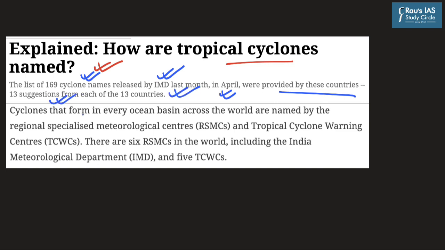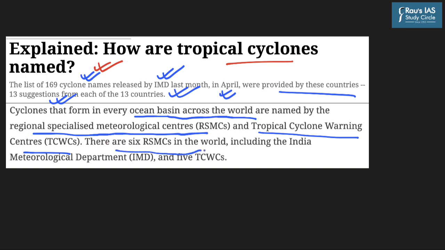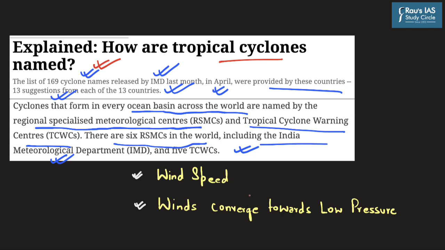Now, in this regard, this news mentions that cyclones that form in every ocean basin across the world are named by the Regional Specialized Meteorological Centers or RSMCs and the Tropical Cyclone Warning Centers, that is TCWCs. So, overall, there are 6 RSMCs in the world, including the Indian Meteorological Department, that is IMD, and 5 TCWCs. So in this analysis, let us understand the formation of tropical cyclones and also how they are named.